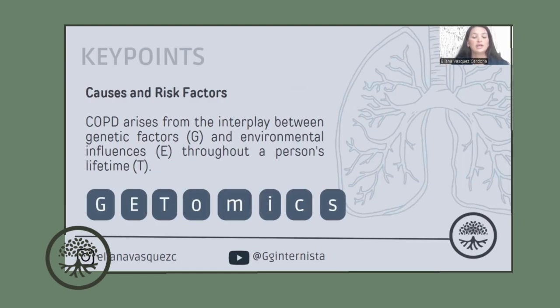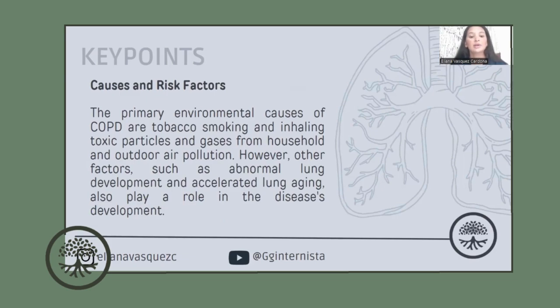COPD results from a combination of genetic and environmental factors interacting over a person's lifetime, a concept we refer to as GETomics: gene, environment, and time interactions. While smoking is the leading environmental cause of COPD, exposure to harmful particles and gases from pollution also contributes. Additionally, factors like abnormal lung development and accelerated aging of the lung increase the risk. Overall, COPD arises from a complex interplay of genetic predispositions and lifelong environmental exposures.